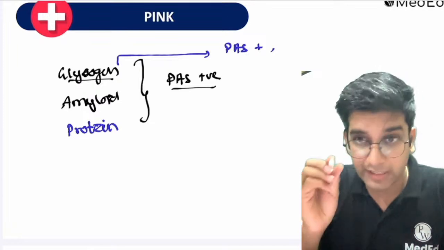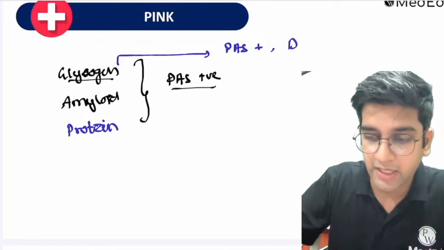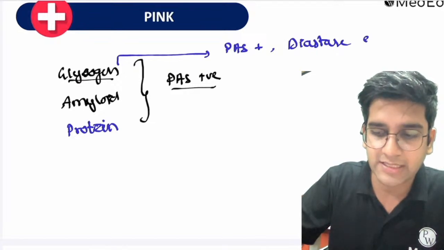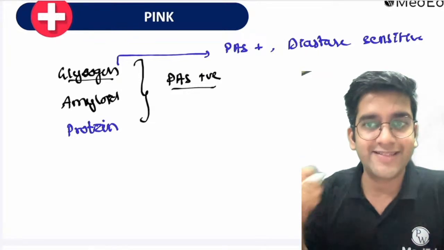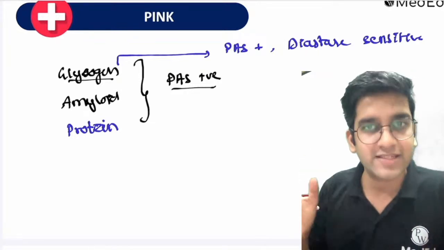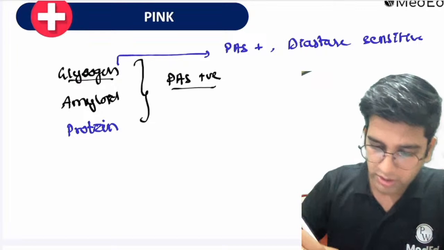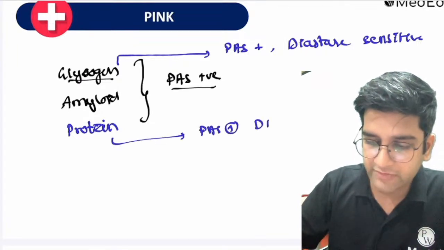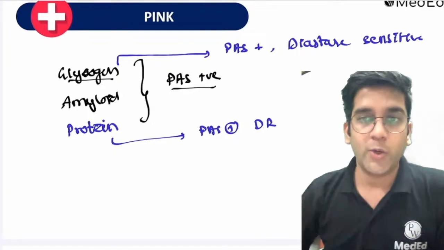And PPP, I'll take your term of hyaline, just give me a second. And we have something called a diastase enzyme. I'm sure you must have heard about this. Diastase sensitive, because diastase digests glycogen. It is sensitive to the diastase digestion. So diastase sensitive, it's your glycogen. PAS positive, diastase resistant, I'll write DR for diastase resistant. It's protein, right? Okay, hyaline.